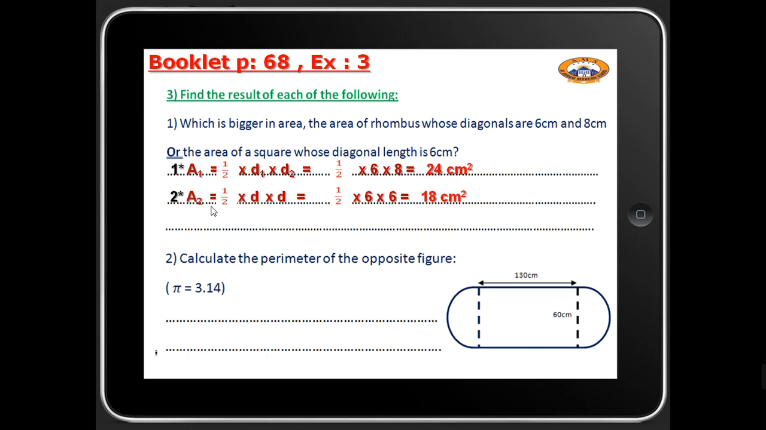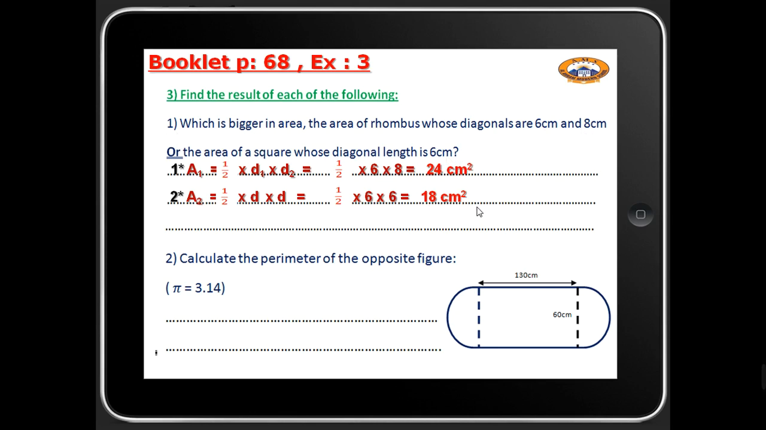And now we have to get the area 2 of the square. Area of the square equals side by side, or half times the product of its diagonals. So half times d times d. The diagonal length here is 6 centimeter, and I told you before we start, we have to make sure that they are all the same unit here, centimeter, and the diagonal also centimeter. So it will give me 18 squared centimeter.